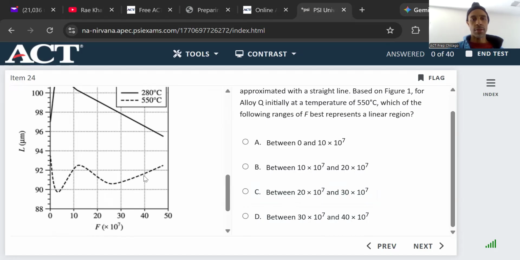30 and 40 is actually the correct answer. That's the straightest line for any of the ranges that we were provided. That region between 30 and 40 is about as close to a straight line as you can get, given the answers that we were given. So that's that.